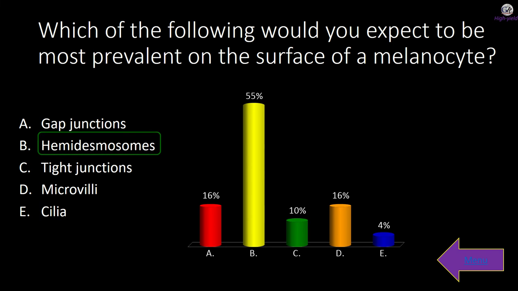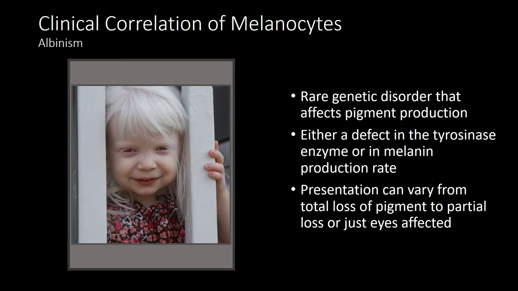Here's what my last class put on there, so the correct answer is a hemidesmosome. A melanocyte is attached to the basement membrane. It has hemidesmosomes, but they're not attached to the other keratinocytes by any desmosomes or tight junctions. There's no microvilli. They do have processes, but they don't have microvilli or cilia. They just have cytoplasmic processes. A lot of cells have maybe a gap junction here or there, but certainly not very prevalent on a melanocyte. So a hemidesmosome is the correct answer.